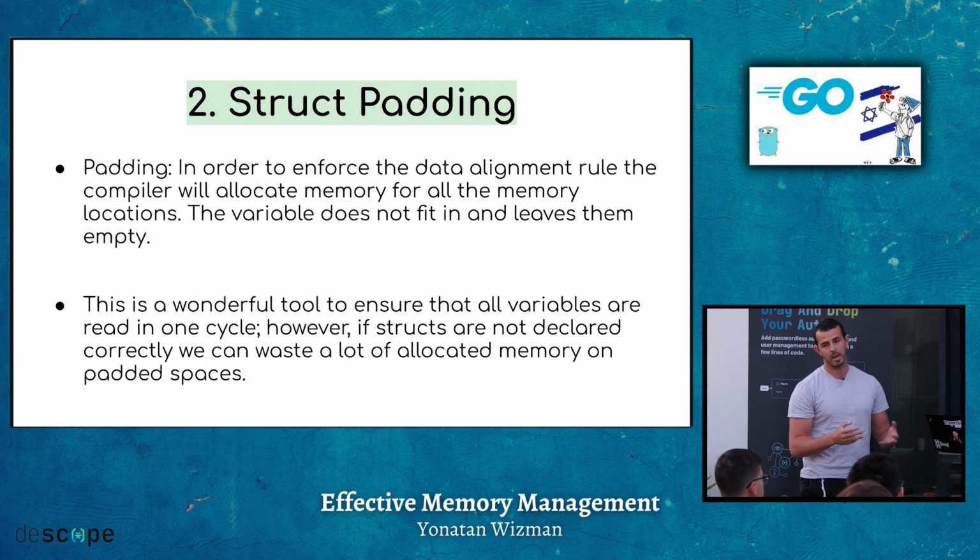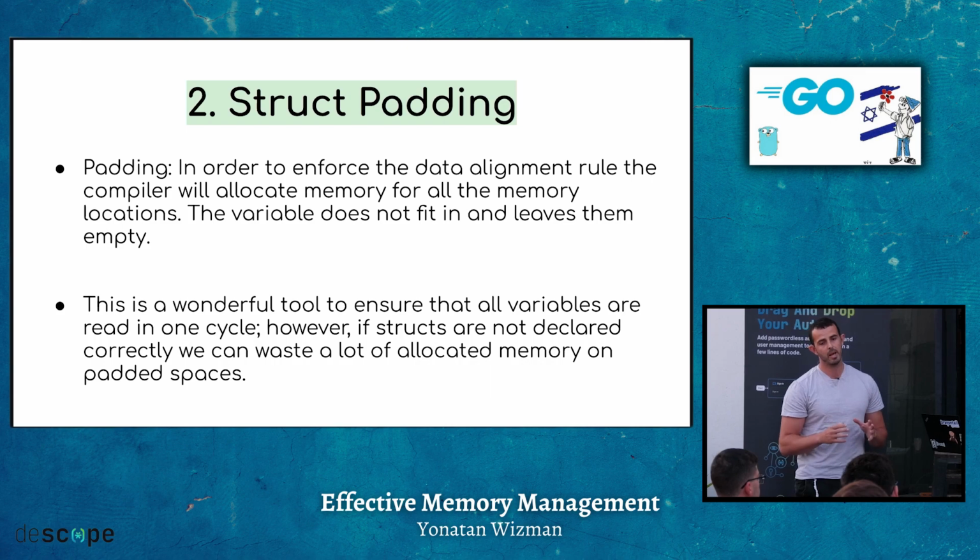So that's where struct padding comes in. Struct padding basically does as follows. In the scenario that I described before, where we have a variable of int64 that I want to insert in address 10, but I can only insert in address 16, it allocates the space for the bytes from 10 through 15, leaves them empty, and then puts the variable int64 in address 16.